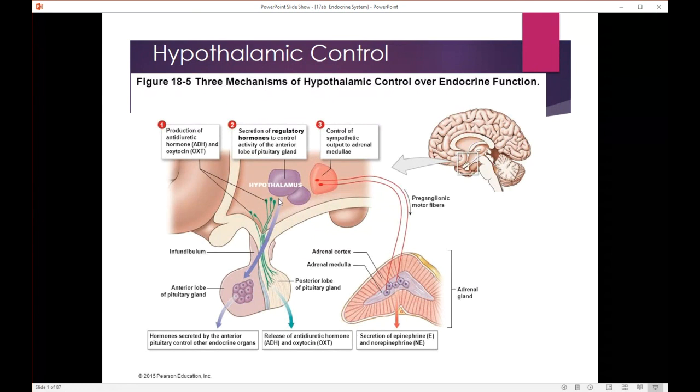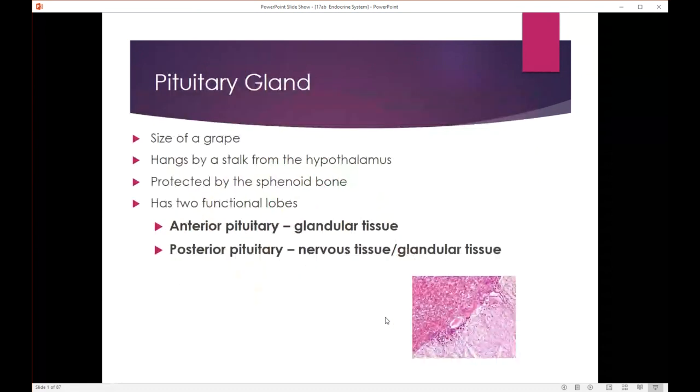We also see that it has that regulatory control, okay, so we have a neural control happening here. We also have that regulatory hormone control, okay, and we have control of sympathetic output to our adrenal medulla right here, secreting epinephrine and norepinephrine, right? So we have that control here of the anterior pituitary, we have the control here for the release at the posterior pituitary, and then we have the control here at our adrenal glands, okay?